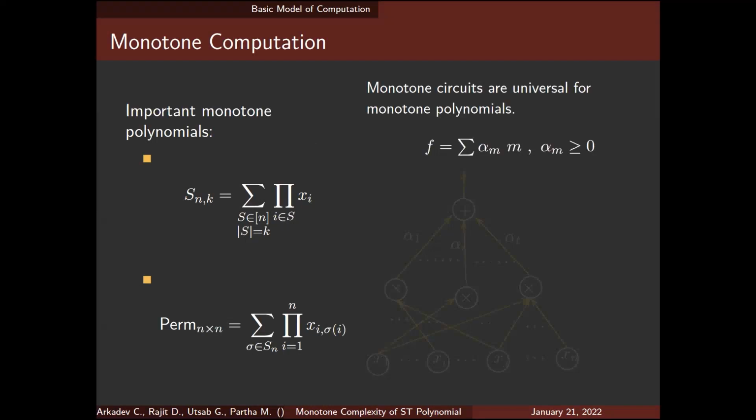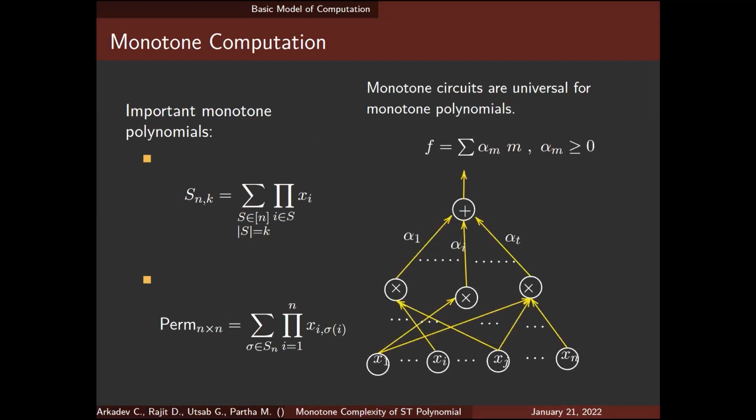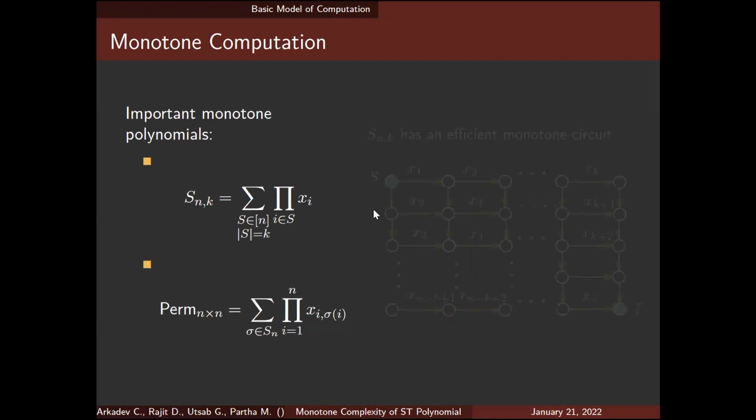Say we have this monotone polynomial. A depth 2 circuit can compute this monotone polynomial by writing it monomial by monomial. But if this monotone polynomial has exponentially many monomials, then this depth 2 circuit will be of exponential size. But monotone circuits can compute monotone polynomials in a more non-trivial way.